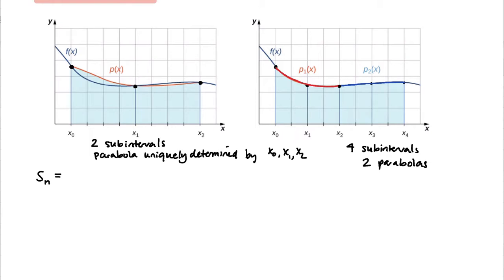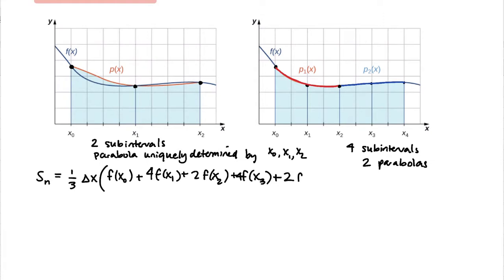So here's Simpson's rule. We get a third times delta x times f of x sub 0 plus 4 times f of x sub 1 plus 2 f of x sub 2 plus 4 f of x sub 3 plus 2 f of, and just continue on.